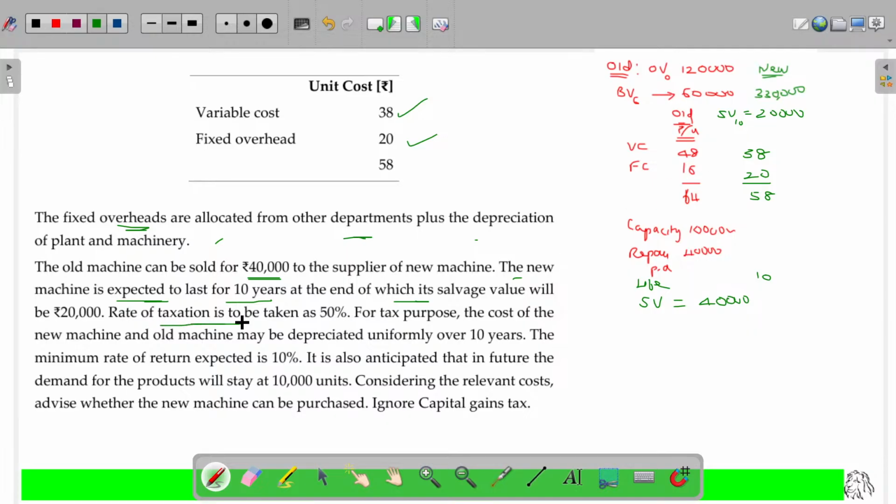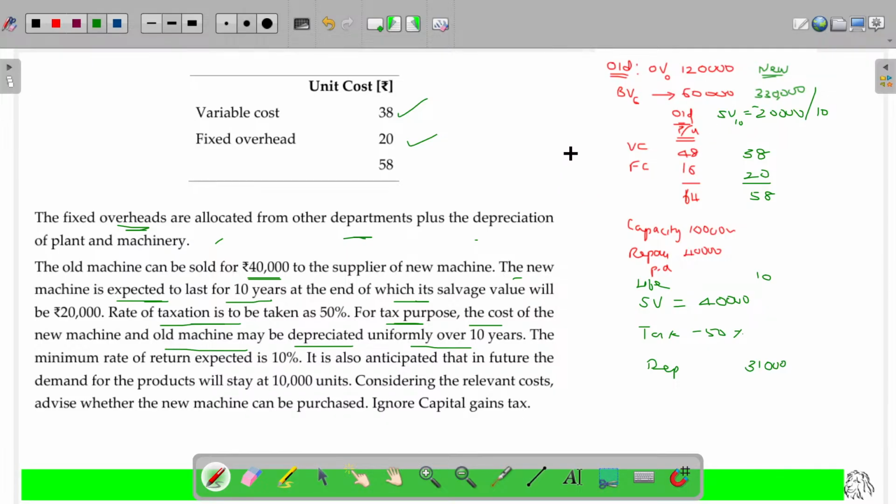Now, rate of taxation is to be taken 50%. For the tax purposes, the cost of the new machine and old machine may be depreciated uniformly over the 10 years. For taxation purpose, new machine and old machine can be depreciated over the 10 years period, right? From this, it is very clear the amount of depreciation in the second case being 3 lakhs 30 minus 2 lakhs 20 divided by 10. 3 lakhs 10 divided by 10 being 31,000 will be the depreciation per year if you go for installing the new one. If you continue with the old one, the depreciation could be only 6,000. Only 6,000. Is that okay?